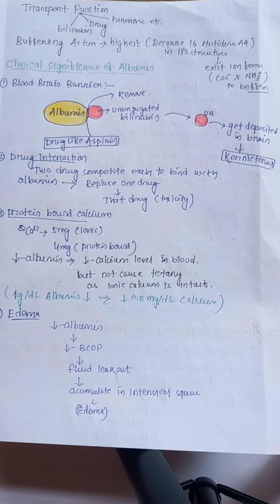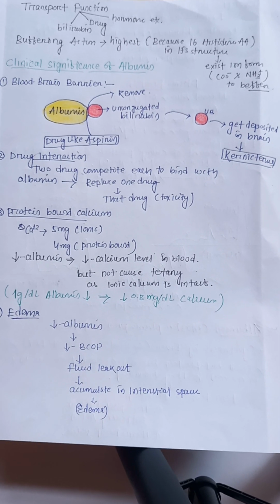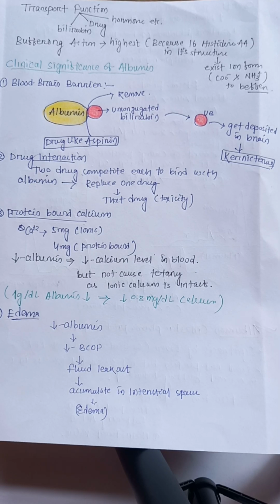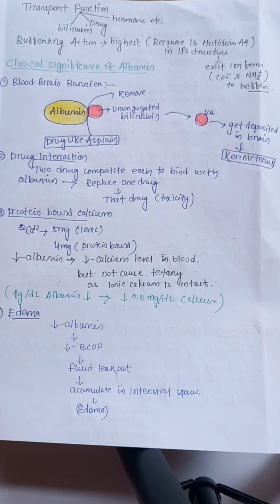Calcium exists in one form as protein bound, around 4 grams, and around 5 grams in ionic form, and the other in phosphate form. So what happens if albumin decreases? That decreases the bound form of the calcium, not the ionic form. So there is no such tetany in cases where there is a decrease in albumin. This question was asked in the viva when I was in the first year.